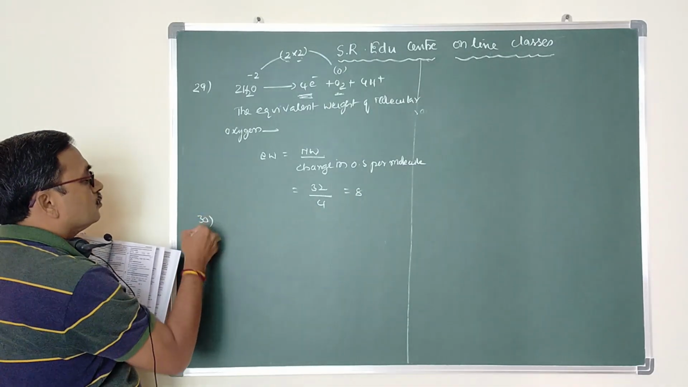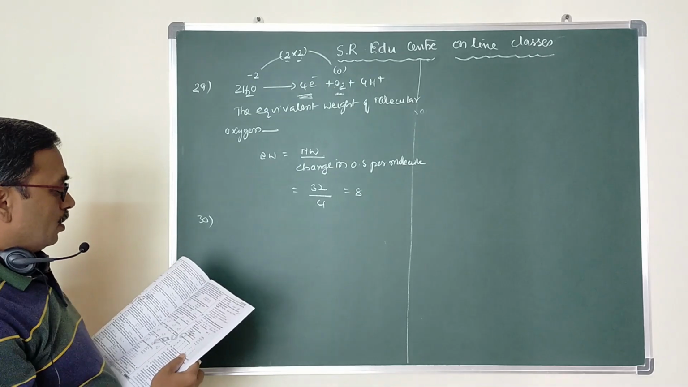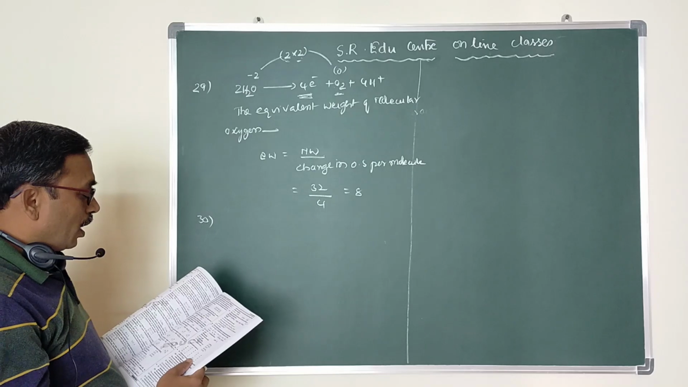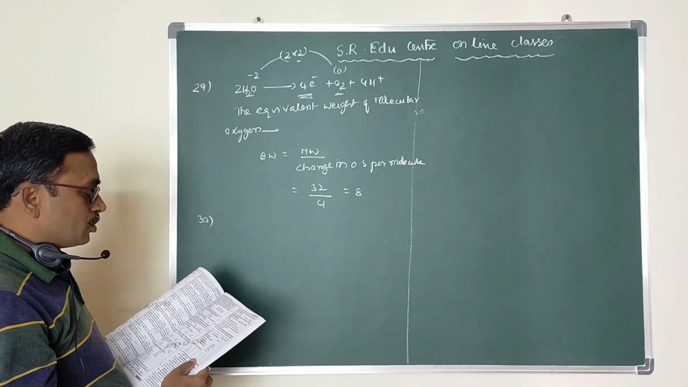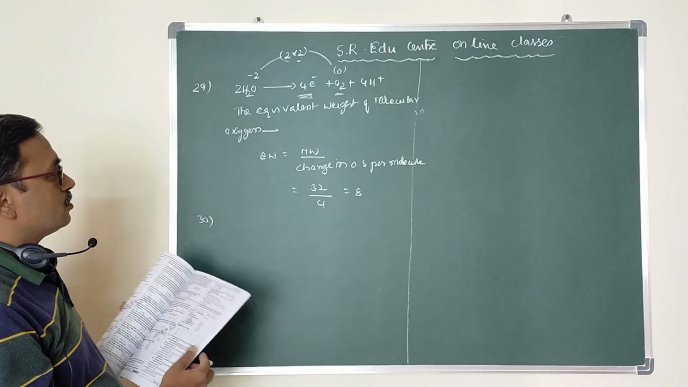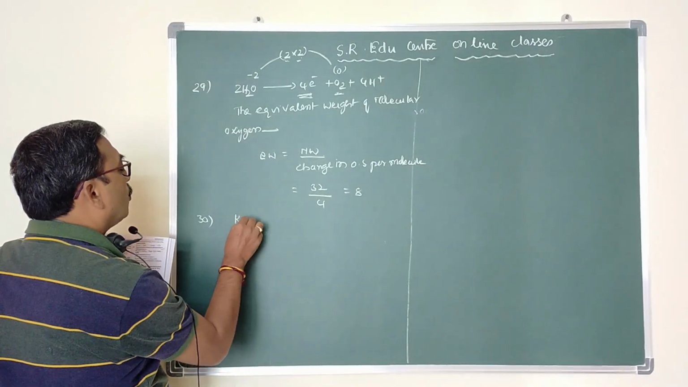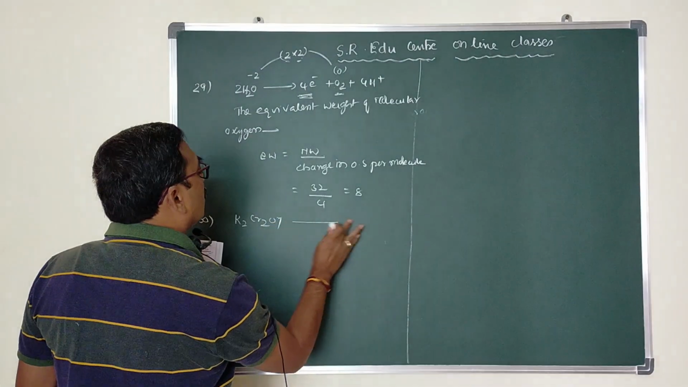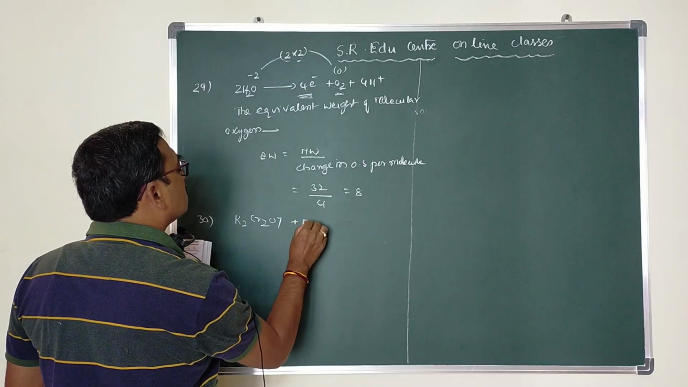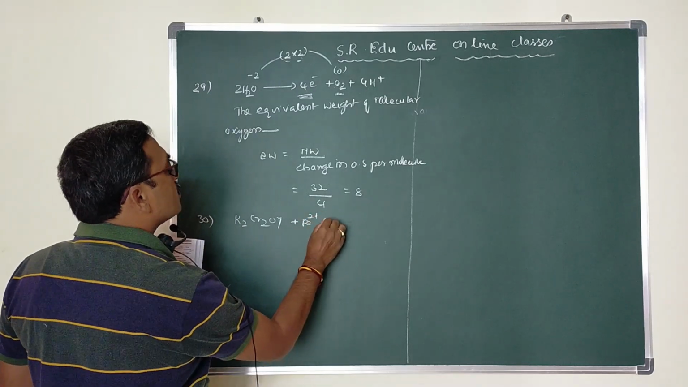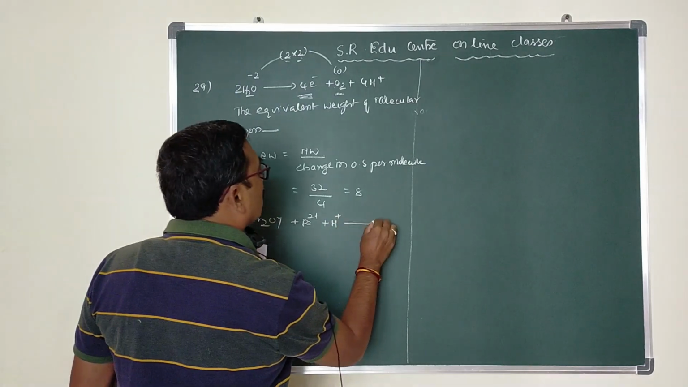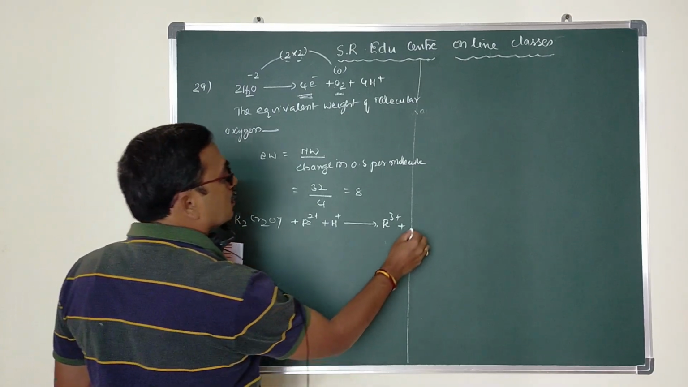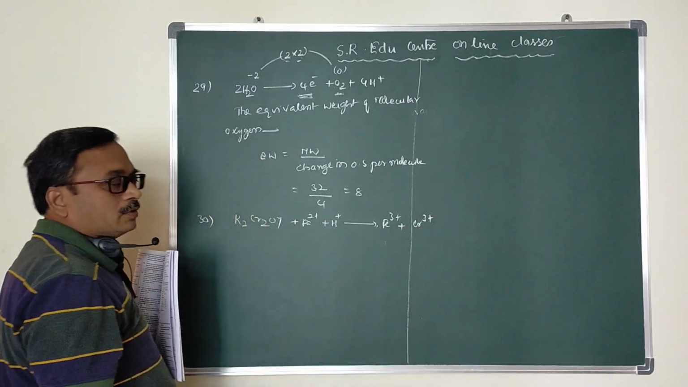Next question is 30. In acidic medium, dichromate ion oxidizes ferrous ion to ferric ion. If the gram molecular weight of potassium dichromate is 294 grams, its equivalent weight is, see, potassium dichromate formula is K2Cr2O7. It oxidizes ferrous ions in acidic medium. So ferrous ions are oxidized to ferric ions and dichromate is reduced to chromium ions, Cr3+ ions.